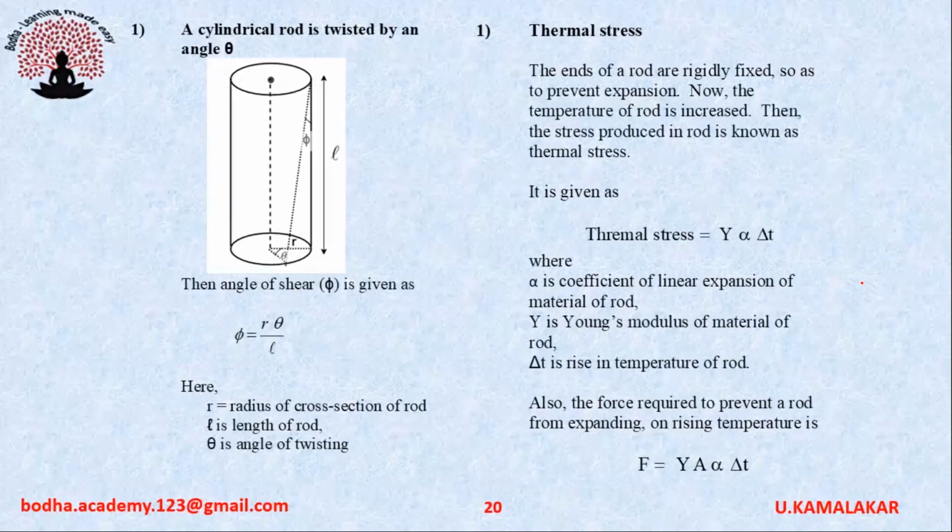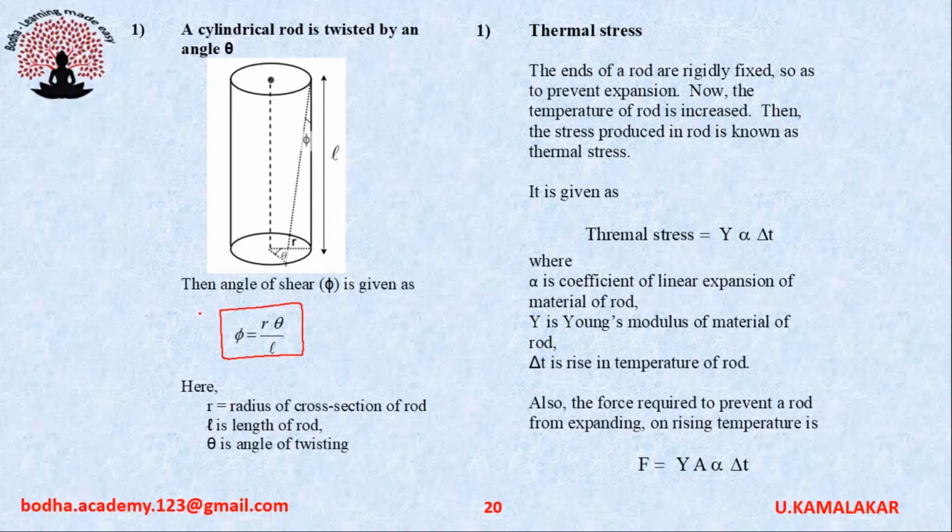Next topic. A cylindrical rod is twisted by an angle theta. Then angle of shear phi is given as phi is equals to r theta by L, where r is radius of cross section of rod, L is length of rod, theta is angle of twisting.